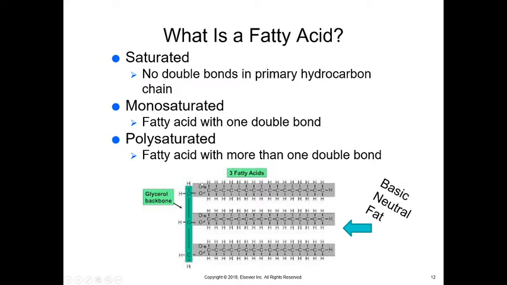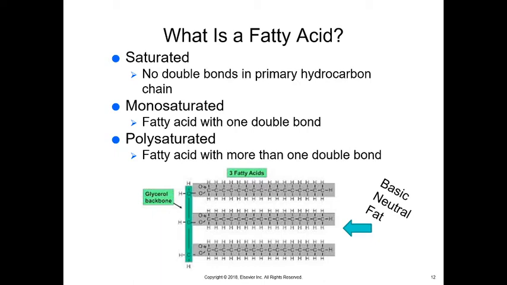This is a double bond. Okay, so saturated means all of the bonds to the carbon are filled with a hydrocarbon. There's no space for a double bond anywhere. A monosaturated is where you have one fatty acid with one double bond, and polysaturated is a fatty acid with more than one double bond.